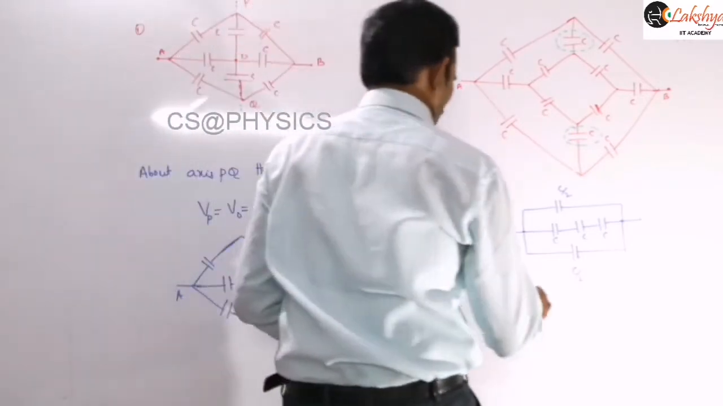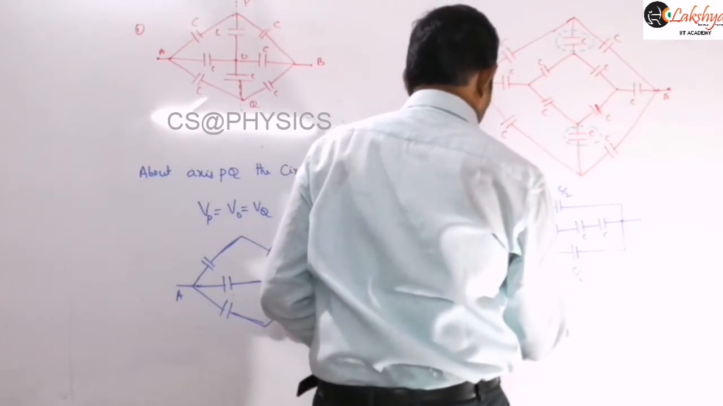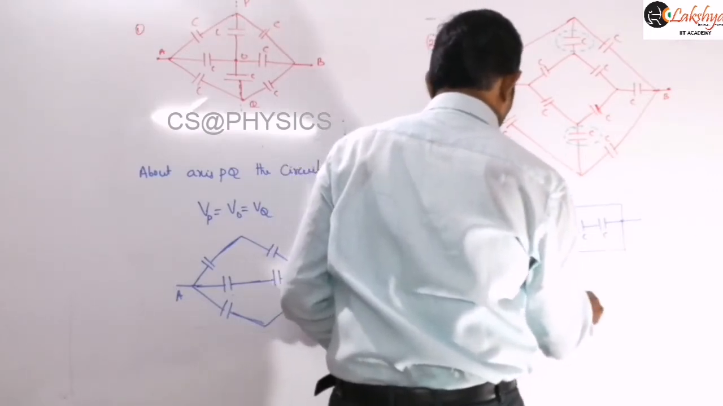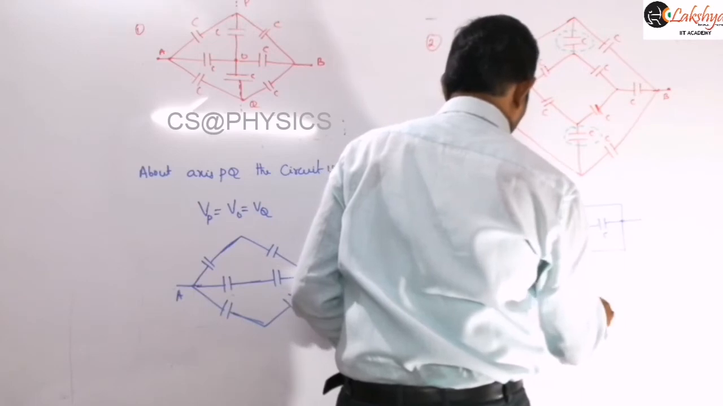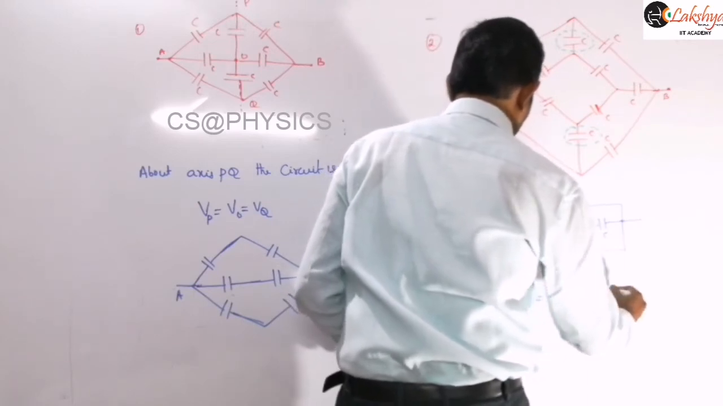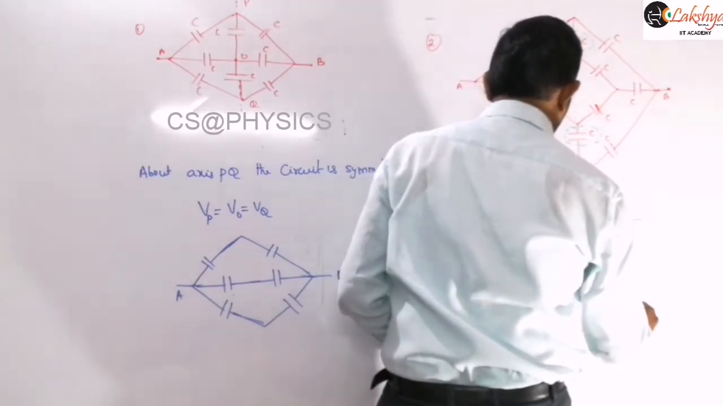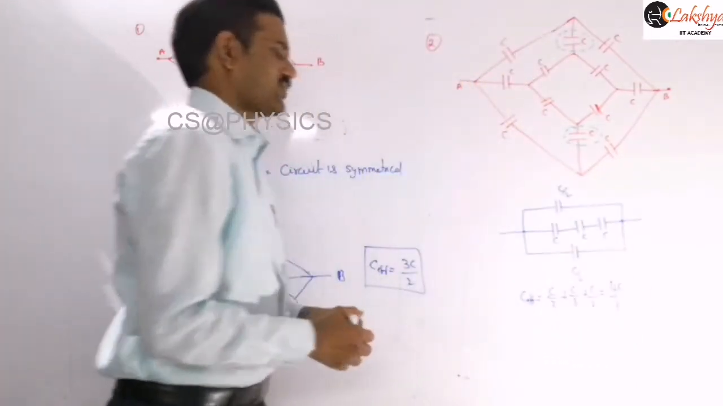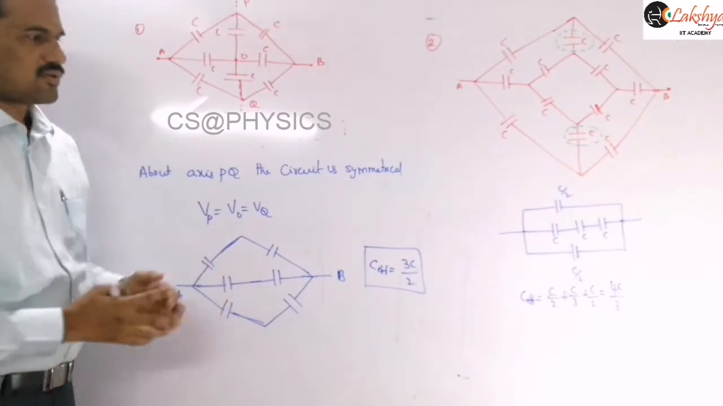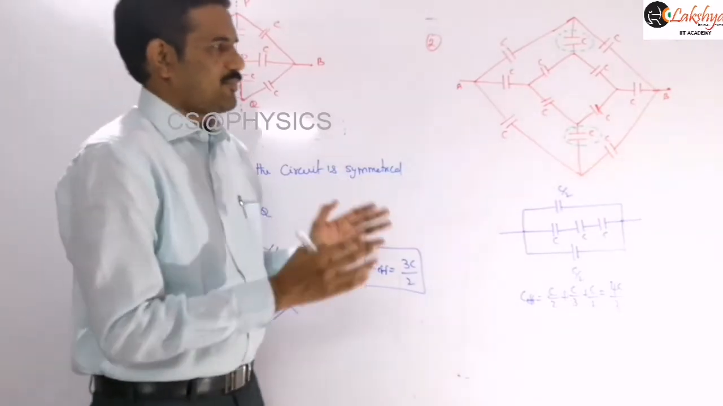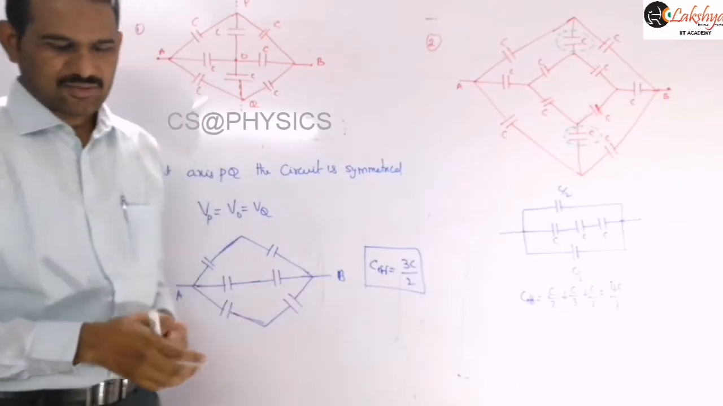So then the effective capacitance I can write here as C by 2 plus C by 3 plus C by 2, right? Which is nothing but 4C by 3, we can write. So that is the effective capacitance of that combination. Like that you can apply these symmetry methods easily.